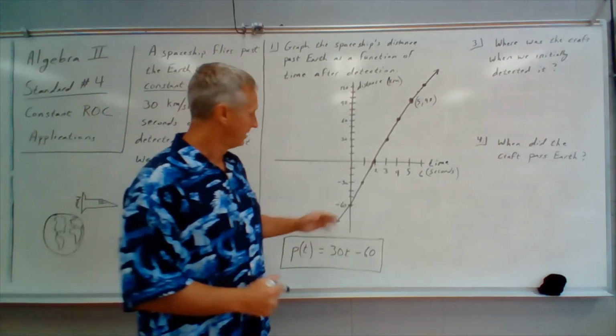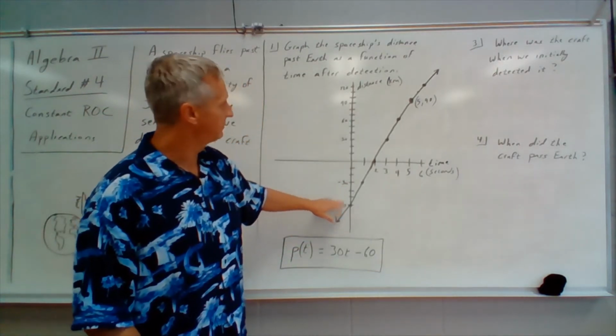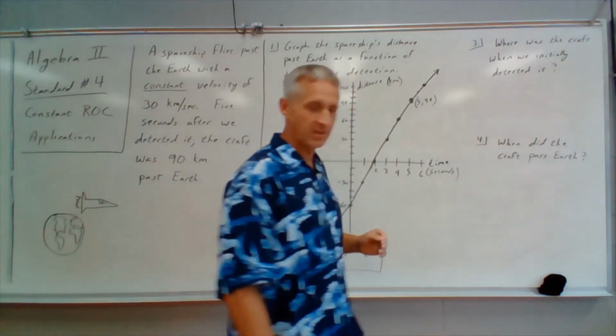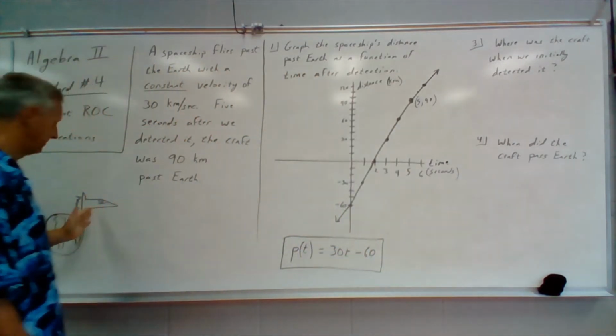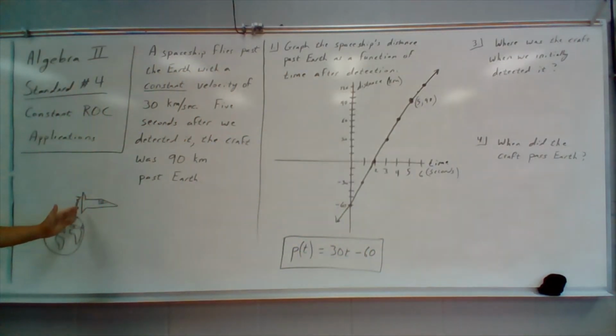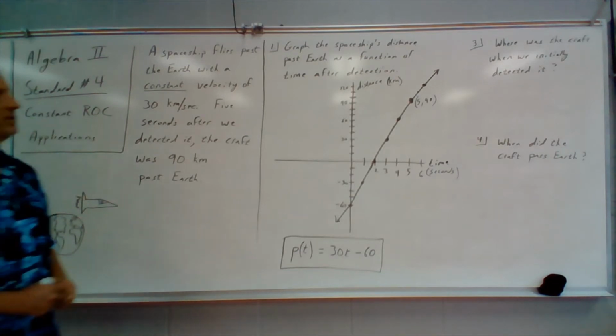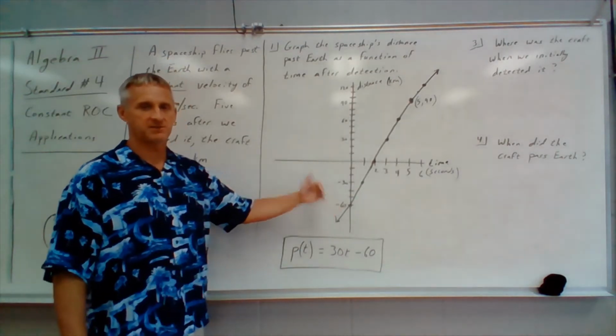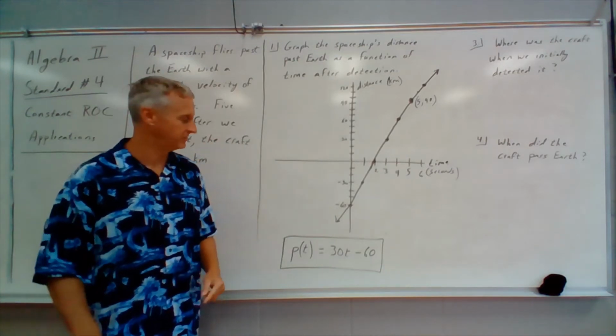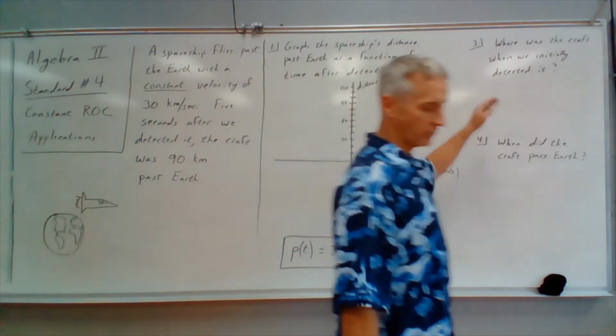Negative 60 is our distance. If it's negative, that means in this case, in our drawing here, to the left of Earth, so it would be behind Earth. So it should be 60 miles behind Earth, where I'm drawing over here to the left of Earth. Let's work this out algebraically.